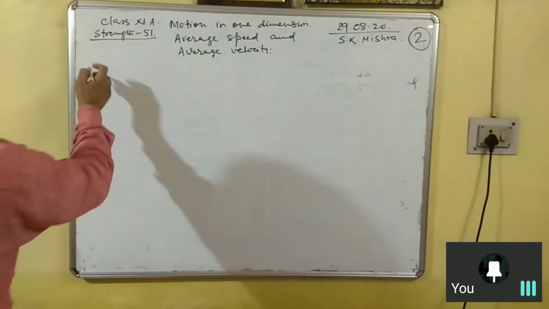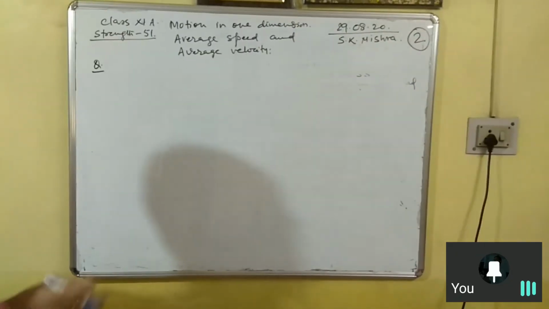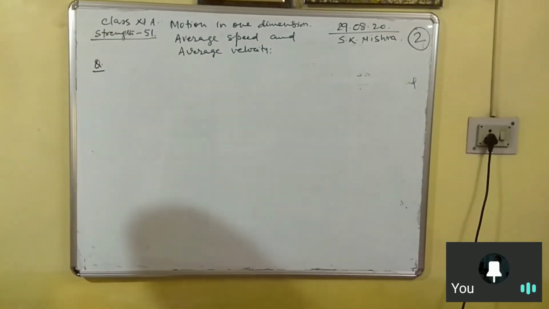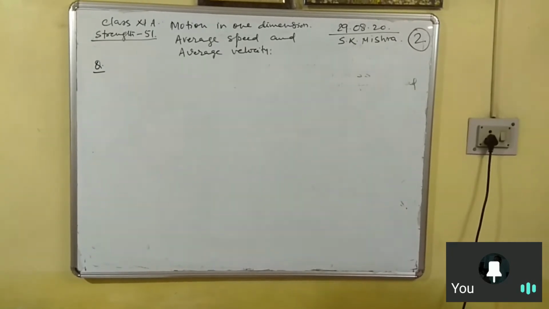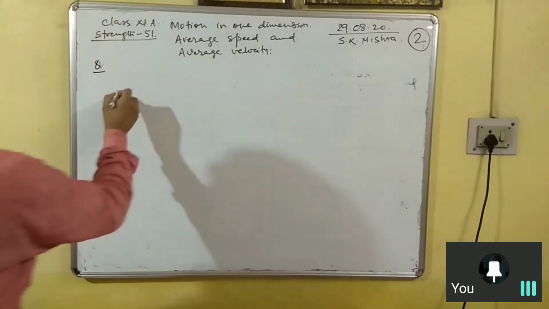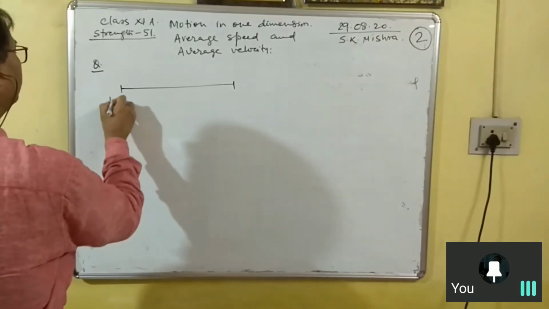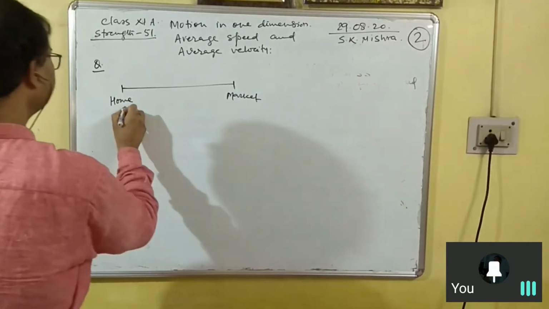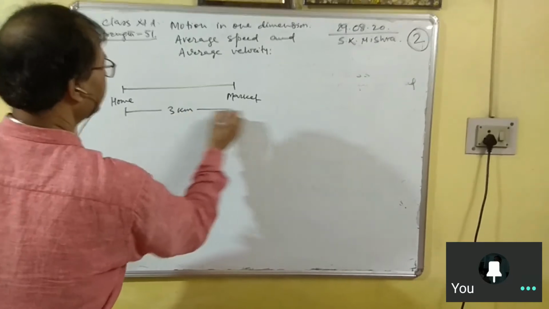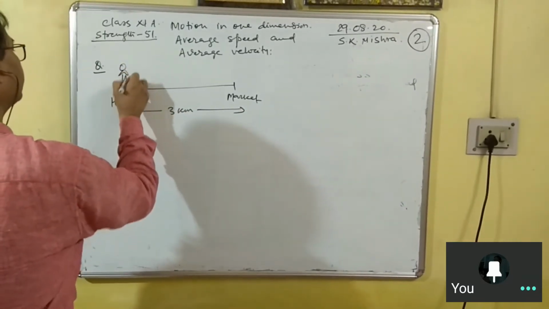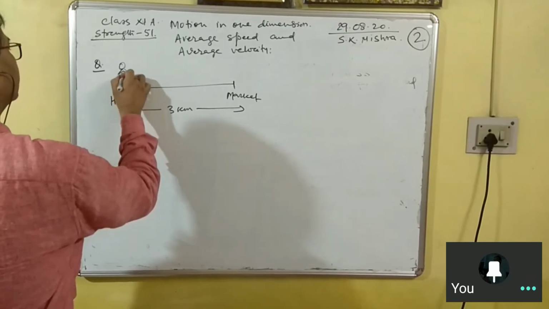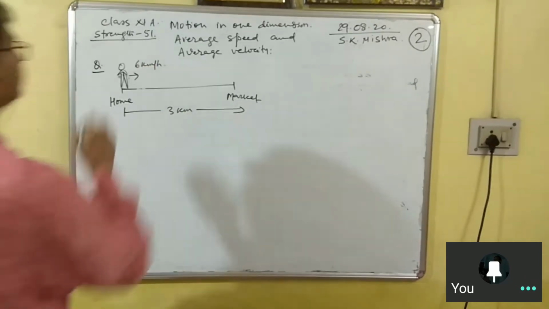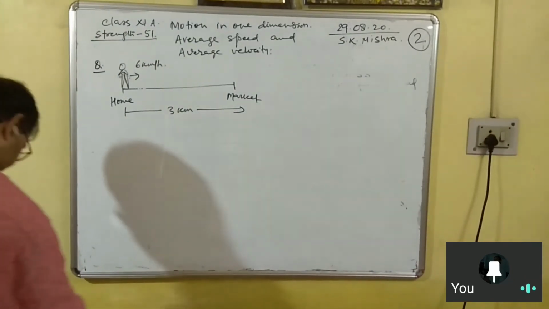So the question is, this is actually from the textbook. A man walks on a straight road from his home to the market 3 kilometer away with a speed of 6 kilometer per hour. Suppose this is the home and this is the position of the market. The distance between home and market is 3 kilometer, and the man moves with a speed of 6 kilometer per hour. This is the scenario.